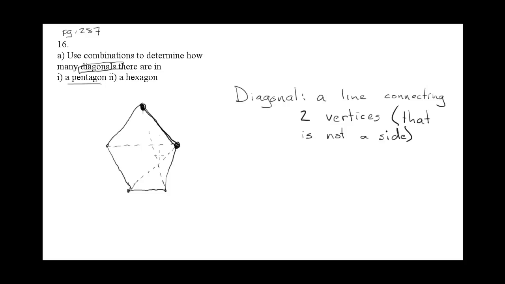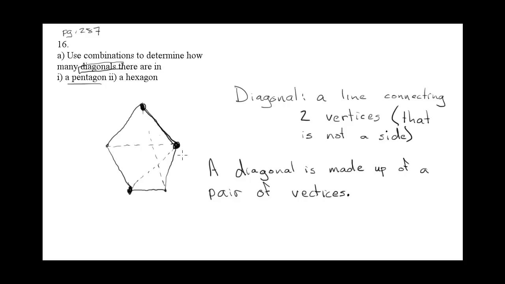So how do you use combinations to do this question? Well, notice a diagonal is made up of a pair of vertices, right? So if I pair this vertex with this vertex, I get a diagonal. This vertex with this vertex. Let's number them. 1, 2, 3, 4, 5.